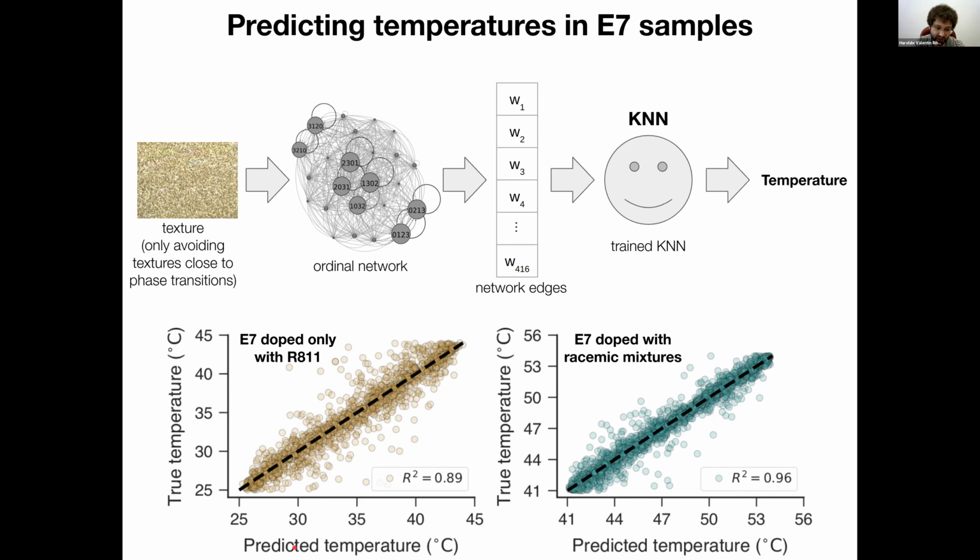I'm showing here the association between the predicted and the true temperature. In case we have a perfect regression, this will be just a straight line. And as you can see, it's not the case. We have a lot of noise, but even so, the coefficient of determination is fairly large: 0.89 for this group of samples. For the racemic mixtures, it actually works better, with a coefficient of determination equal to 0.96 for this group of samples.